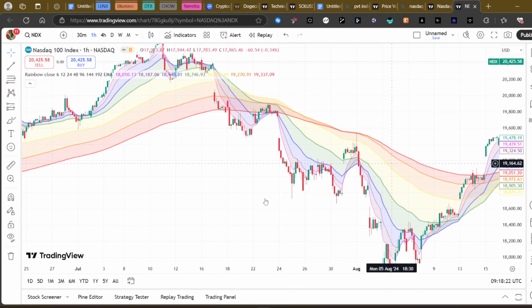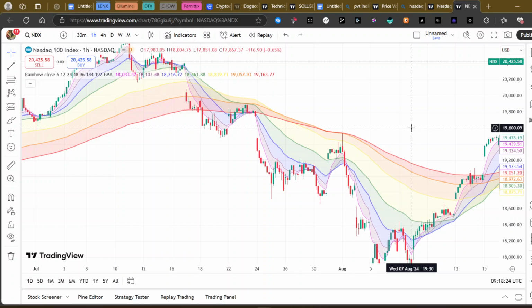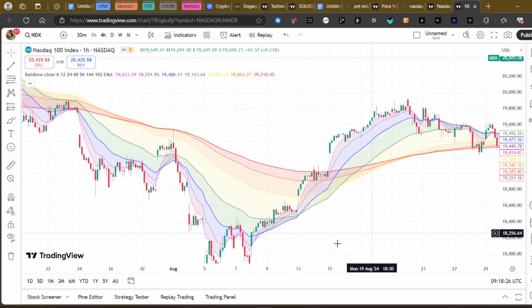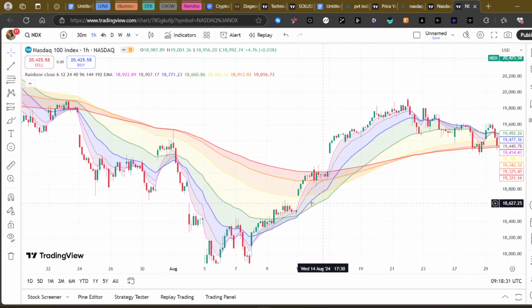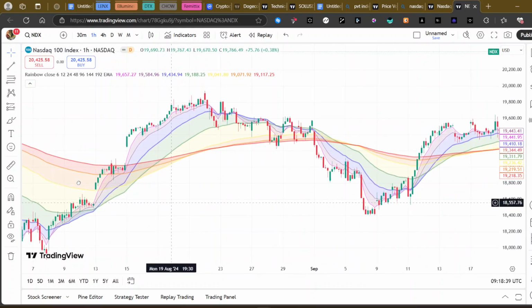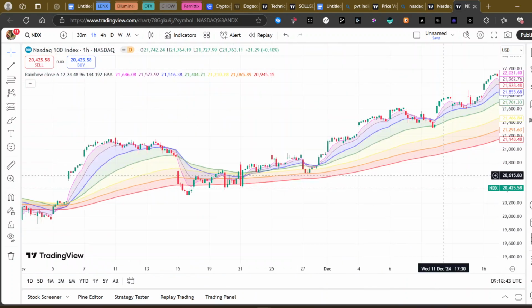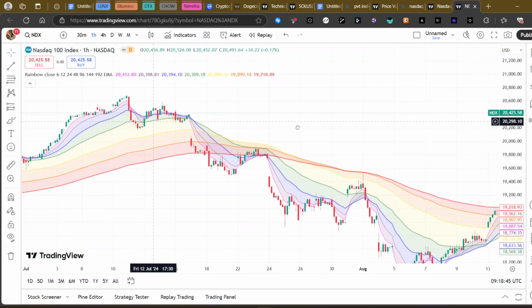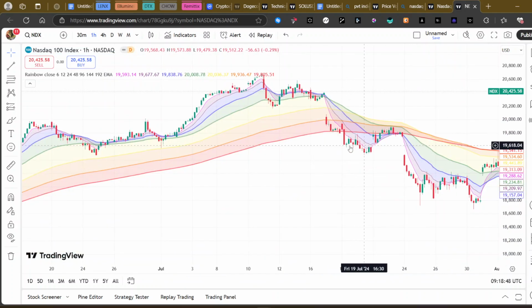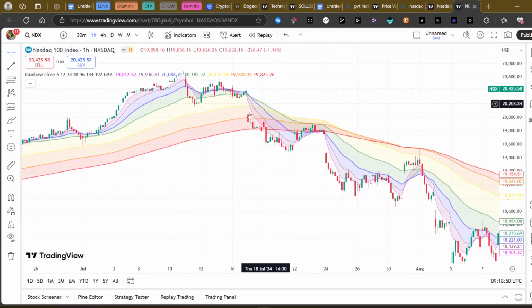Now you can also use this indicator to spot trend reversals. Reversals happen when the short term moving averages cross the longer term ones. So if the price moves from below to above the entire rainbow moving average, that's a potential bullish reversal. If the price drops below the rainbow moving average, like what we have here, then it could be a bearish shift.